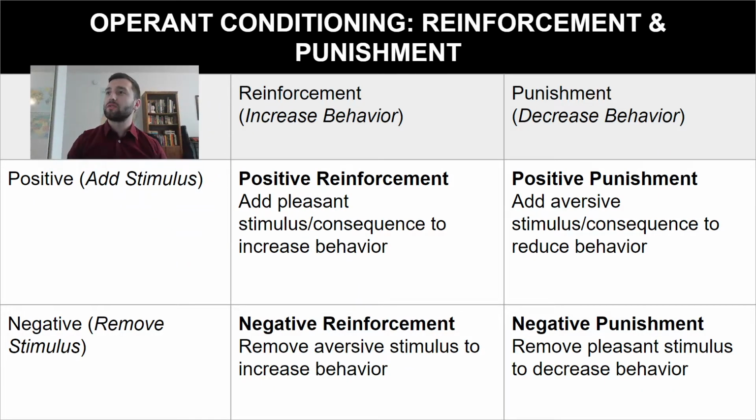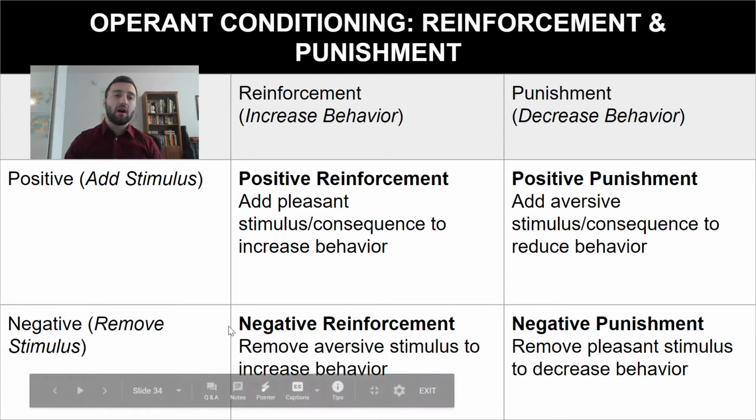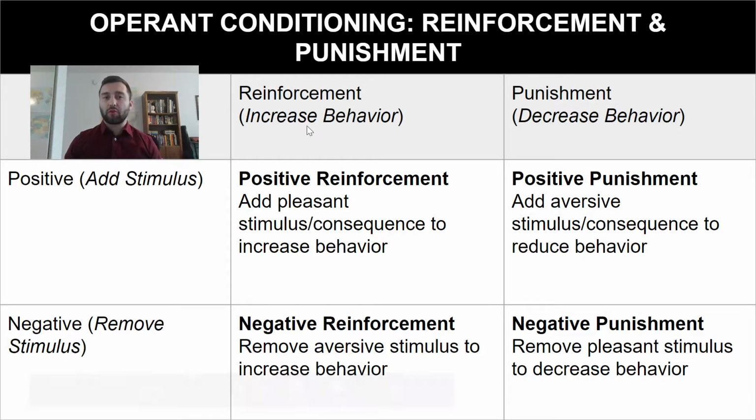Here we are. We've got our nice little table. This is a pretty useful thing, I think, for you. It's no new information. It's just a table way to think about it. So again, on one axis, we have positive, which is an added stimulus, negative, which is removing a stimulus. On the other, we've got reinforcement, which is increasing a behavior, punishment, which is decreasing a behavior.